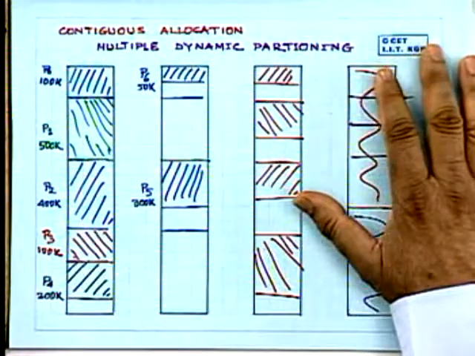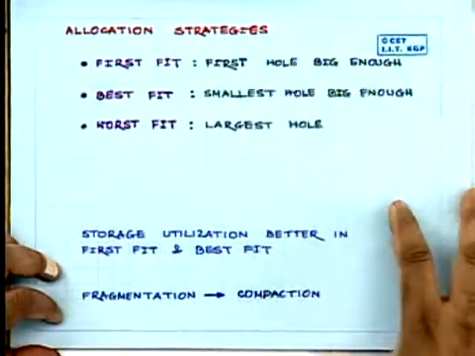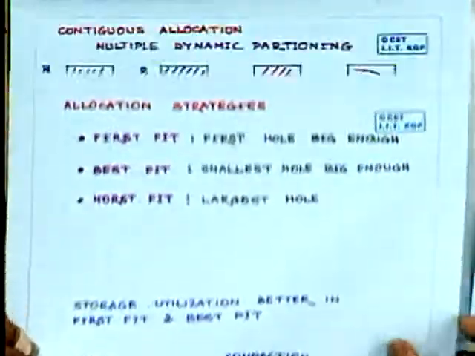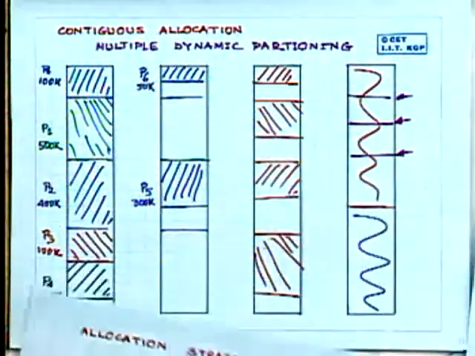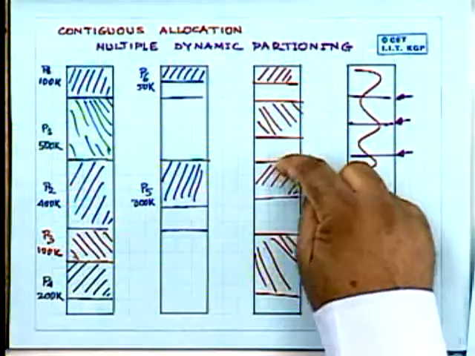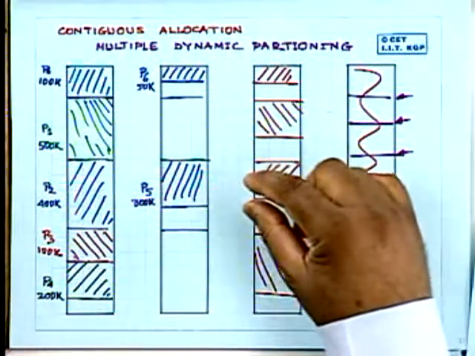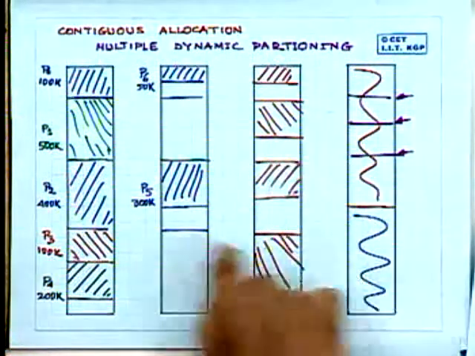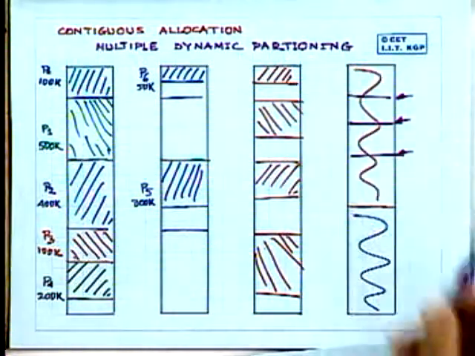Another aspect of the utilization of memory is the allocation strategy. For example, let's take the situation where we have many holes here, 1, 2, 3, 4 holes, and a process comes. If the process is such that it can be accommodated in more than one hole, which is the hole into which this process is brought in? Now, that is an allocation strategy.